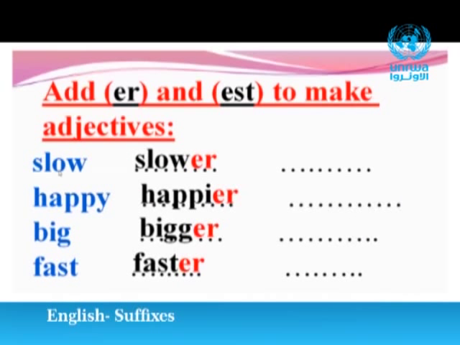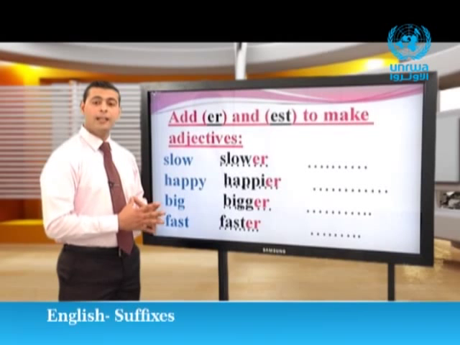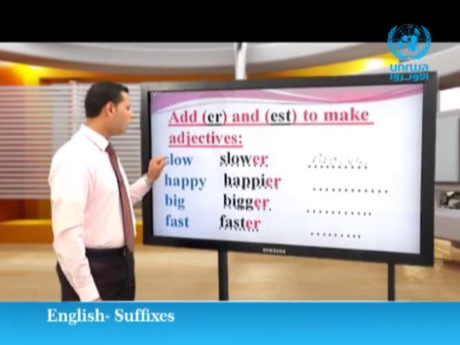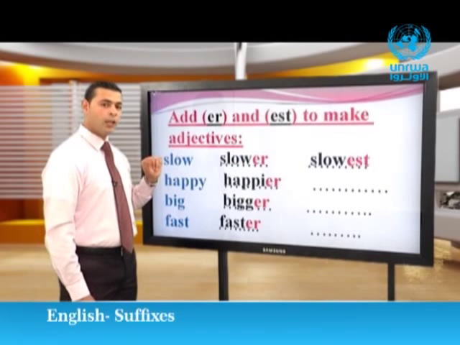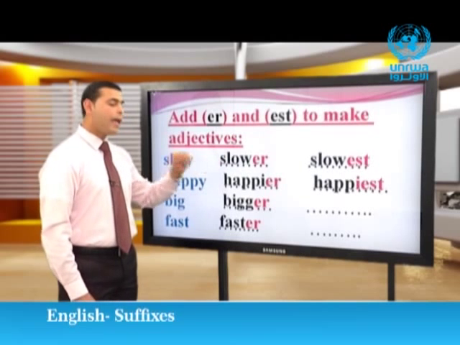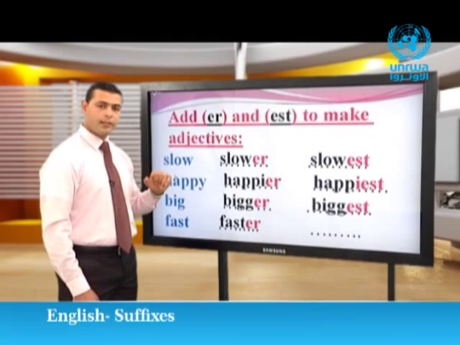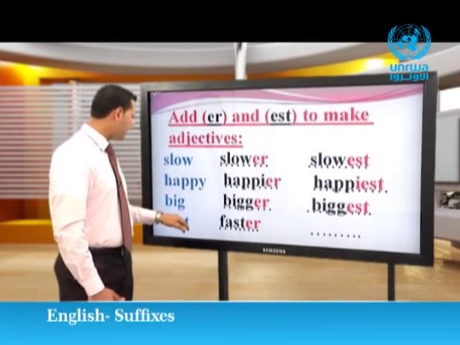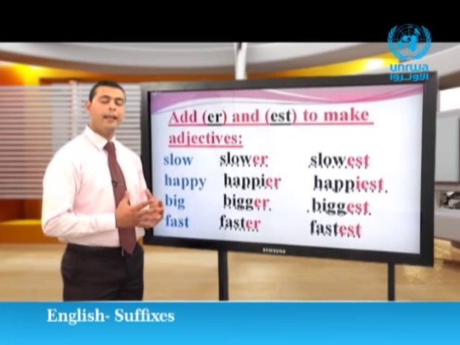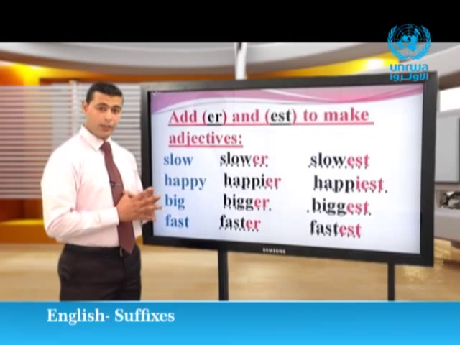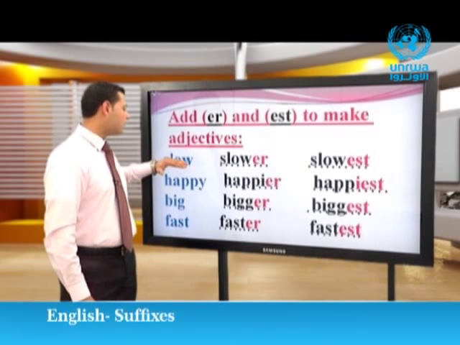Let's add the est suffix to the same words. Here is slow, slowest. Happy, happiest. Big, biggest. And fast, fastest. Again, dear students, here we have the adjective slow. In this part, we added the suffix er, and in that part, we added the suffix est.